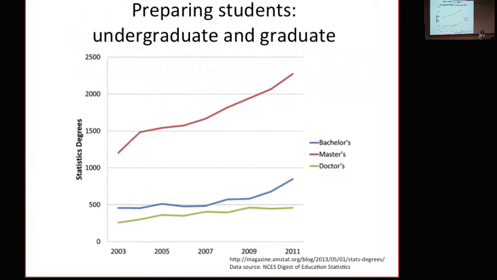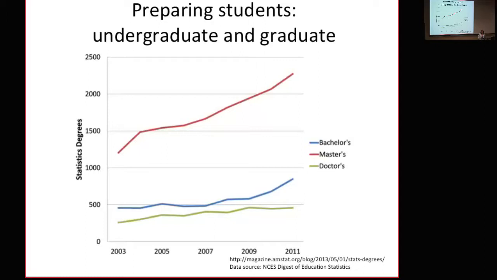Furthermore, for undergraduates and graduate students, the number of stats degrees has risen steadily since 2003. Interestingly, 2003 was the first year that the NCES, the National Center for Education Statistics, reported statistics as its own category. So before 2003, statistics wasn't even considered its own category. That's how new this field is.